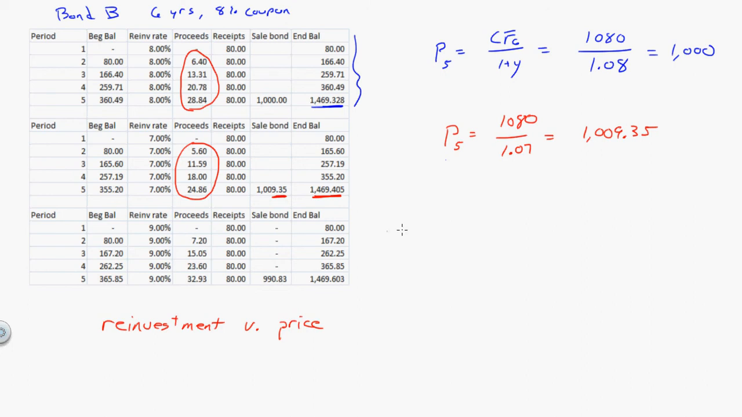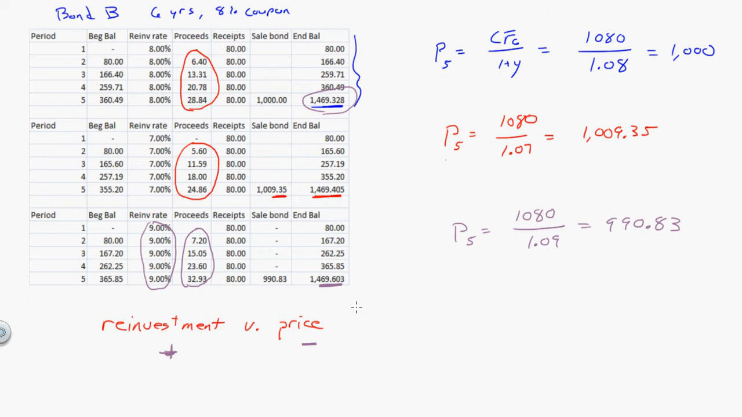Now let's look at this last one here. If rates go up, that's good news. The reinvestment effect is positive, right? All these numbers are larger because I'm investing the cash flows at 9%. But what happened with the price of the bond? The price of the bond at year 5 is equal to the cash flow the next year in year 6 divided by 1.09, which is $990.83, which is a drop of $9.17. So the price effect was negative. But look, the 1469.60, I needed to get to this number. I do it in both cases here.